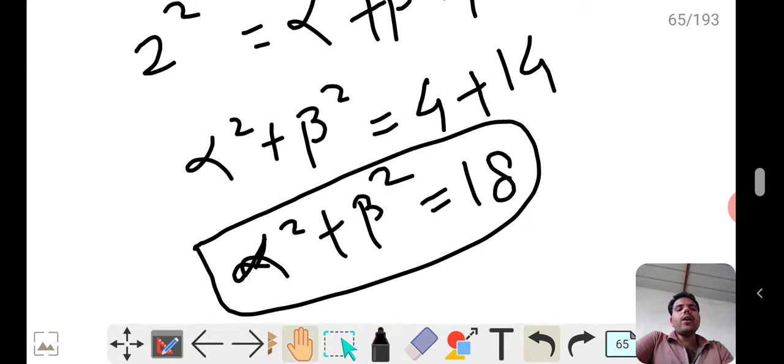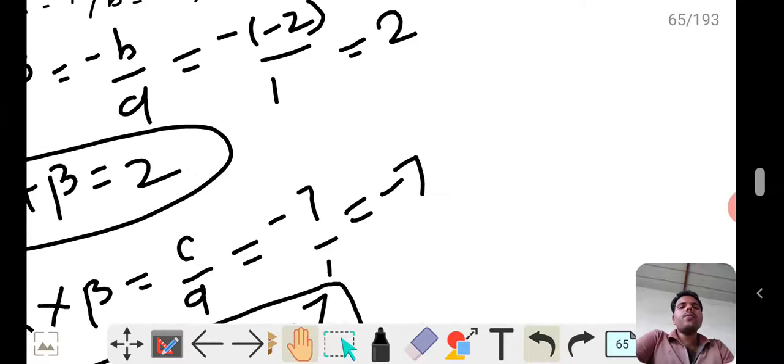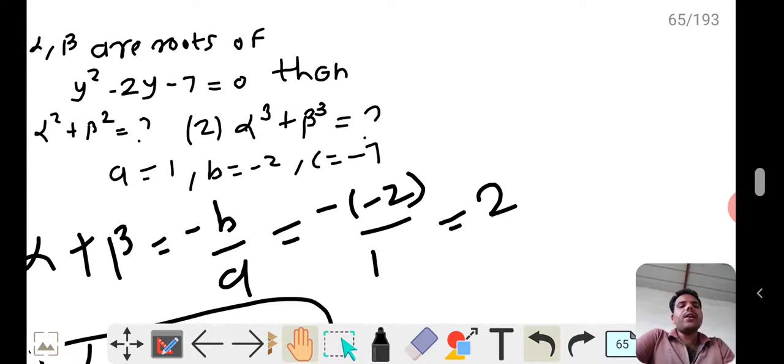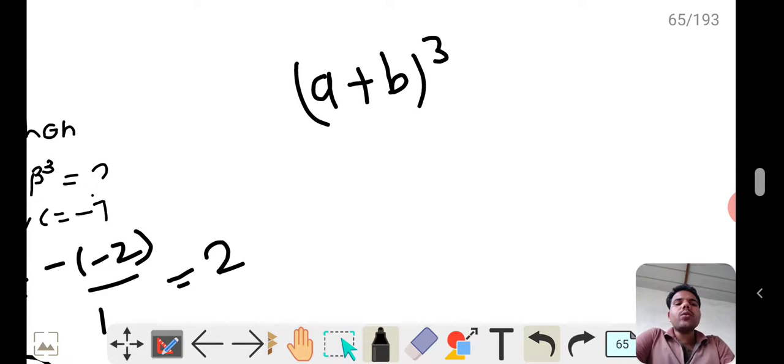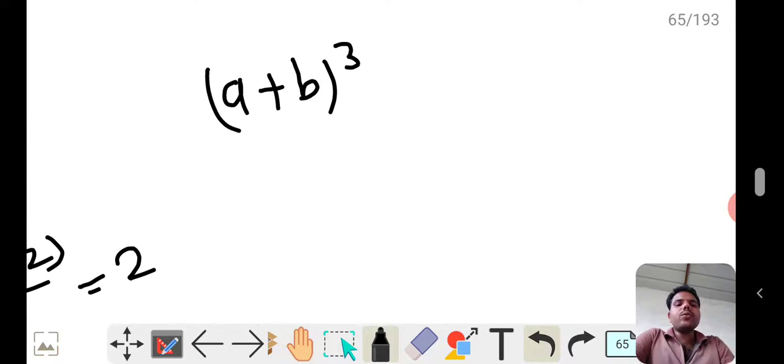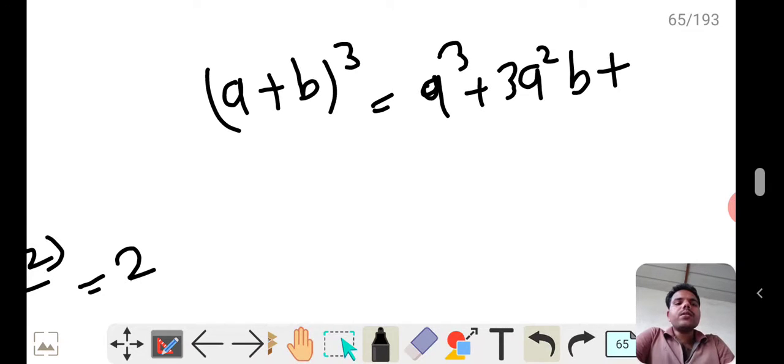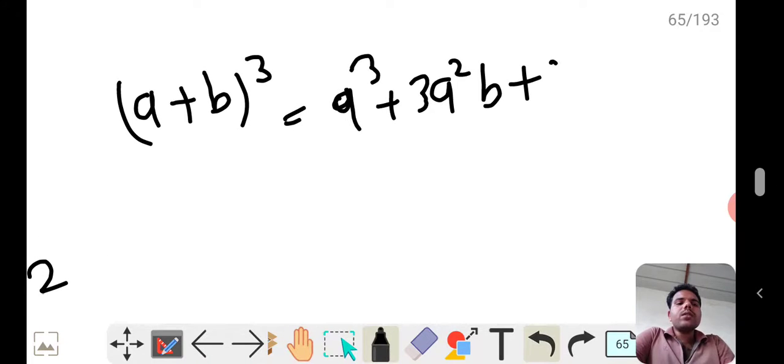Now we have to find out the value of alpha cube plus beta cube. For that you have to remember the formula of a plus b bracket cube. We can write this as a cube plus 3a square b plus 3ab square plus b cube. So this is the formula.